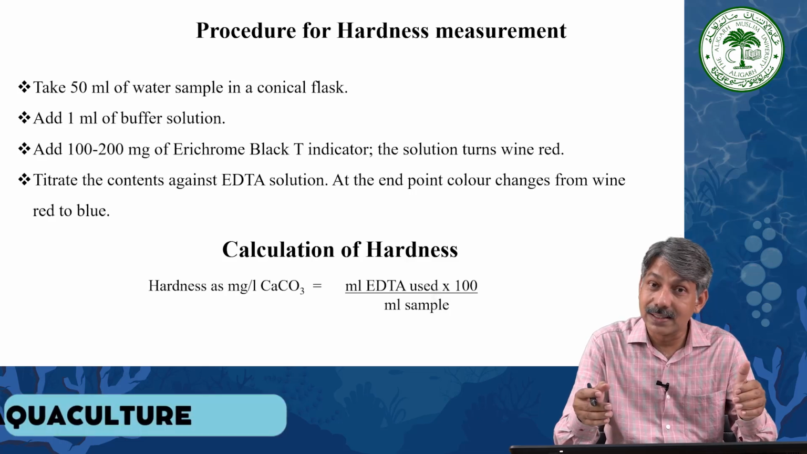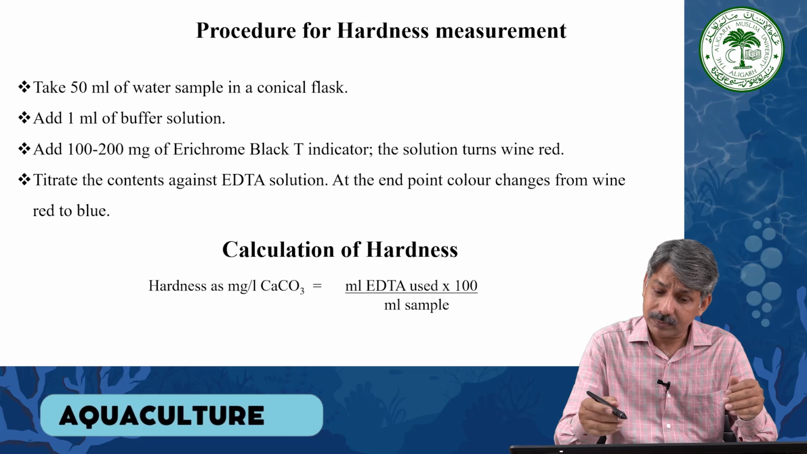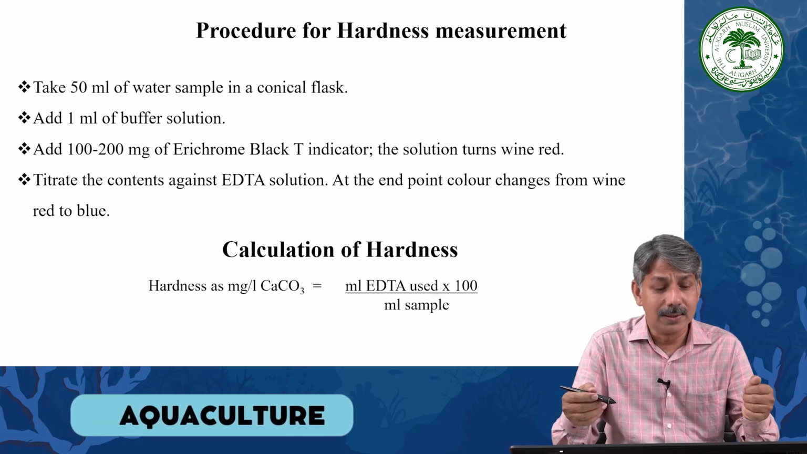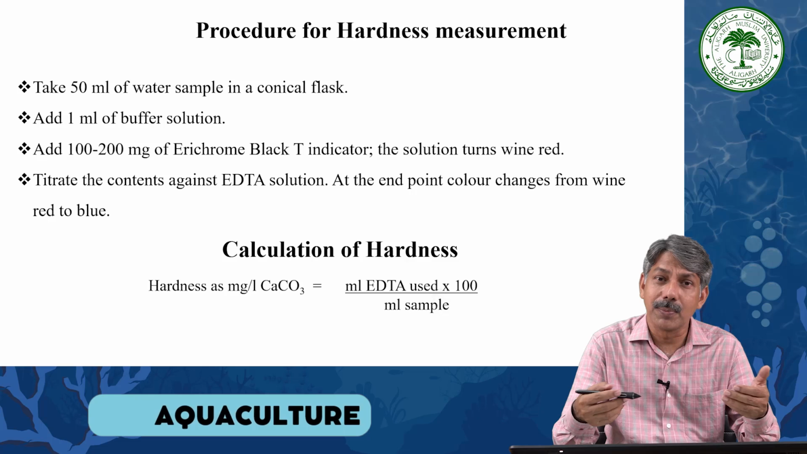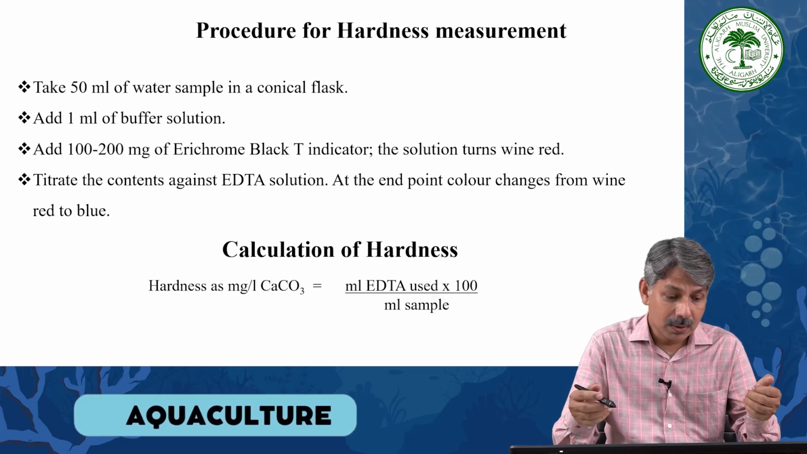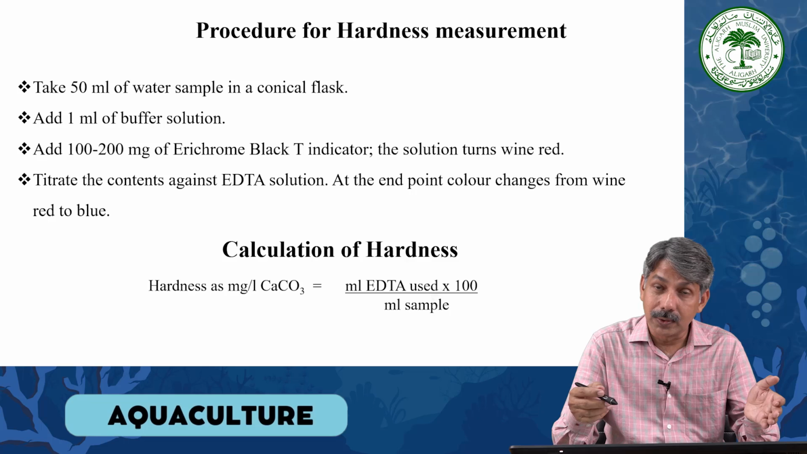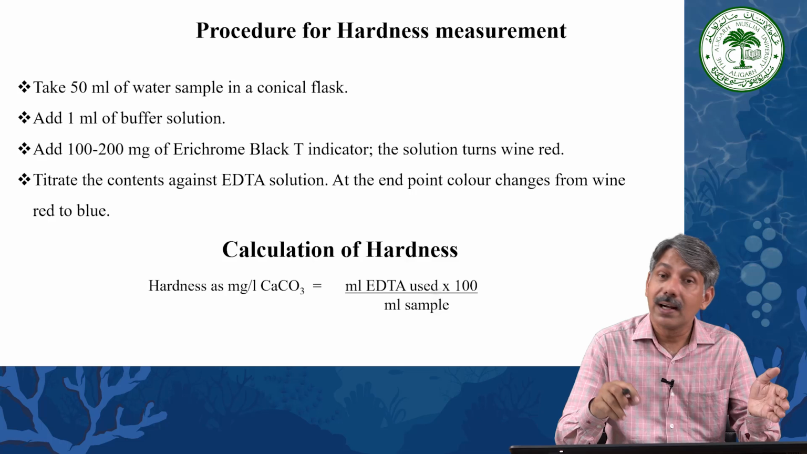fishes live in slightly alkaline conditions. So, if the hardness is more, then there may be chances of more alkalinity. So, there is a certain preferred range in which we should maintain the hardness as well.